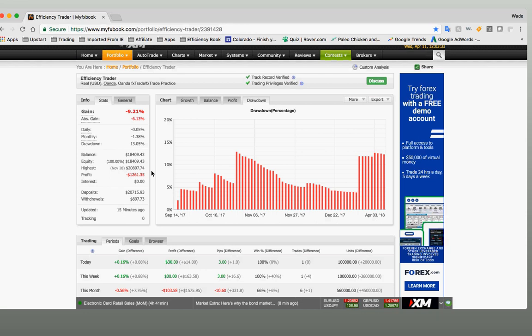Really, you want at least a 2 to 1 risk-reward, which basically says, hey, if I risk $1 and I lose the trade, I lose $1. If I risk $1 and I win the trade, I'm going to make at least $2. That way, we only have to win half of our trades, 50% of our trades, to break even.